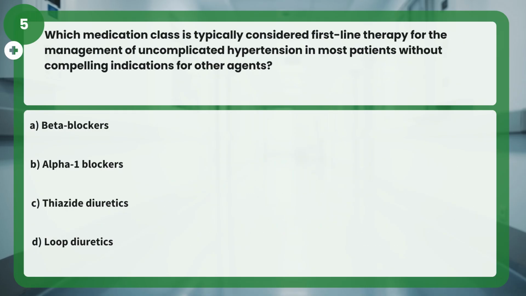Question 5. Which medication class is typically considered first-line therapy for the management of uncomplicated hypertension in most patients without compelling indications for other agents? A. Beta blockers. B. Alpha-1 blockers. C. Thiazide diuretics. D. Loop diuretics.